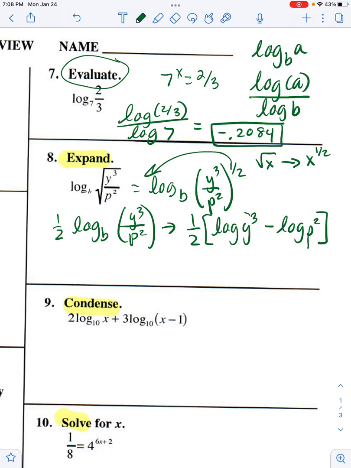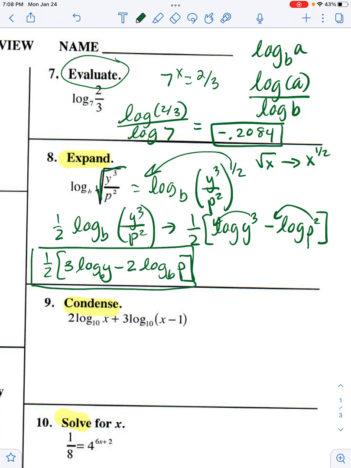And then I also have to get rid of these powers. So they have to drop down in front. The reason the 1/2 is outside of parentheses or brackets is it's affecting everything just like the root was affecting everything earlier. So now I'd have 1/2 out in front of 3 log y, these are all base b, sorry. You can't have any powers if you're expanding. Log base b of p.